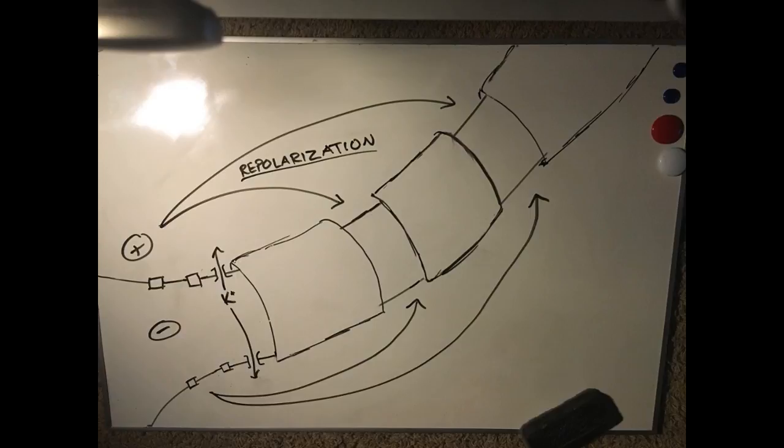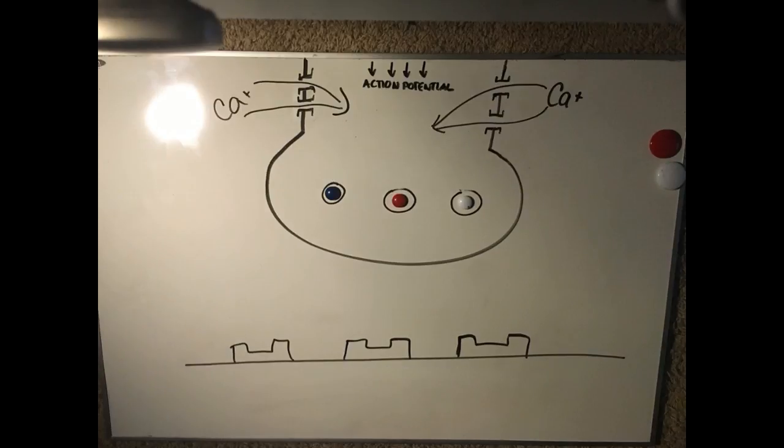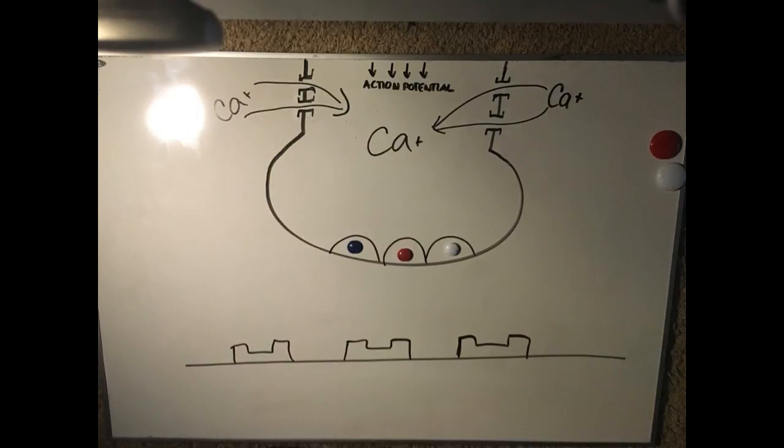An action potential cannot travel through myelin sheaths because they are made of fat and do not allow any ions to pass through. When the action potential reaches the end bulb, the charge reversal causes voltage-gated calcium channels to open. Calcium rushes into the cell, which triggers the release of synaptic vesicles. Synaptic vesicles that contain the enkephalin fuse with the synaptic membrane and release the enkephalin in the synapse.